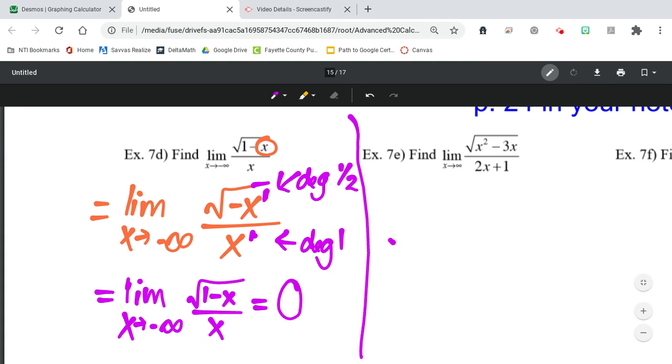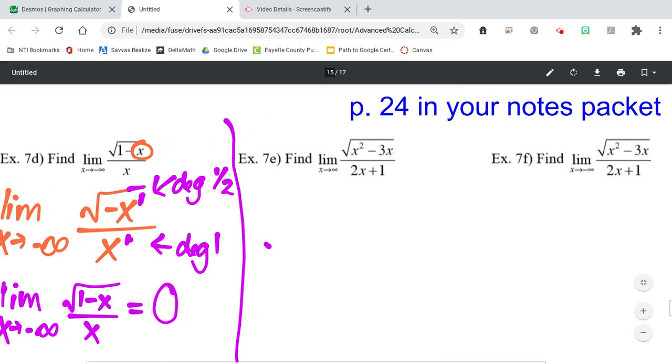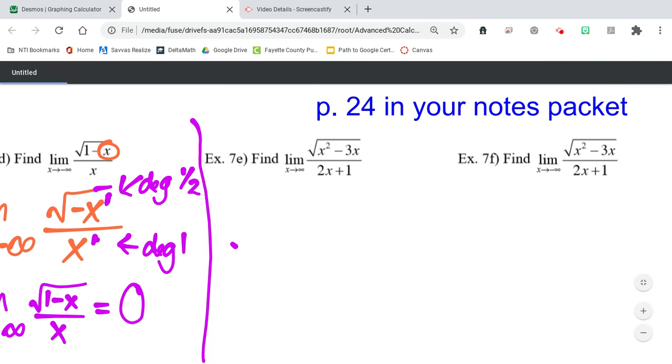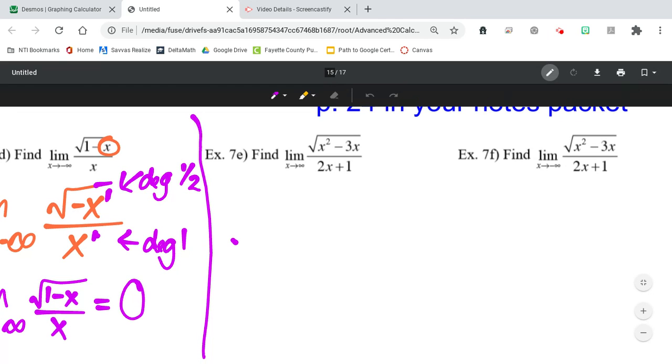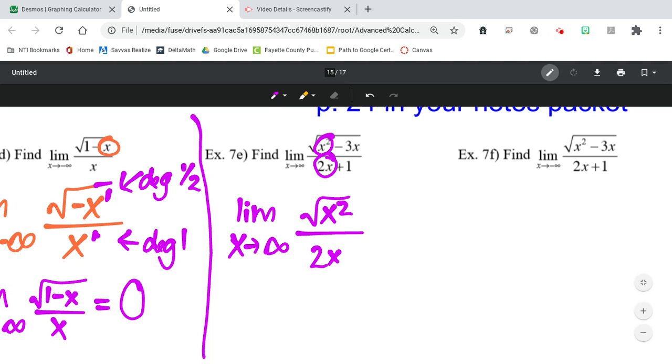So in the second one, I'm going to only compare the parts that have the highest degree. So like I'm going to compare this one, I'm going to compare this one. So I'm going to think of the limit as x approaches infinity of the square root of x squared over 2x. Well, the degree of the numerator under the radical it's 2, but when you take the square root of it, it gets divided in half. So that means the degree of the numerator is 1. The degree of the denominator is also 1.